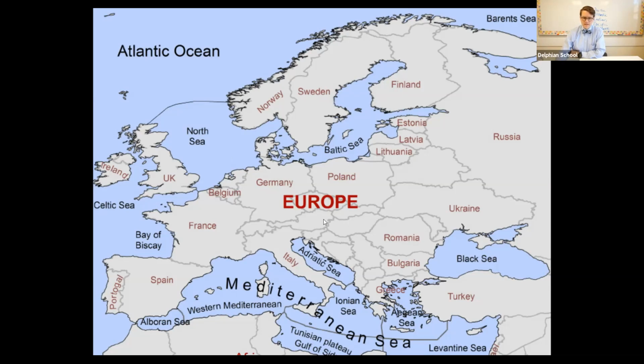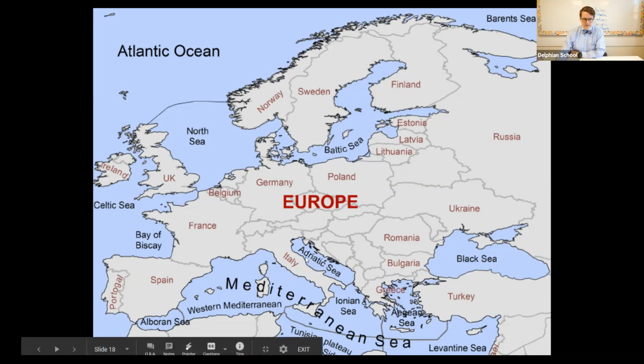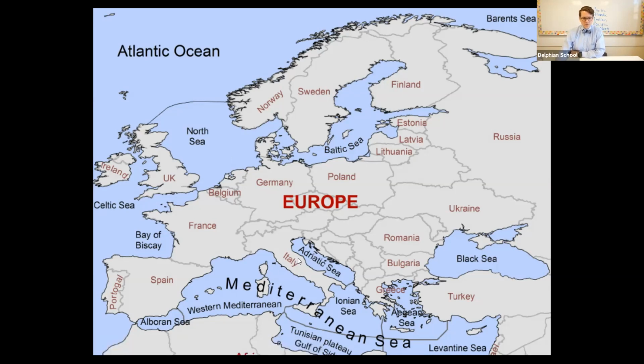And down here in the south of Europe, in between Italy and some of these countries over here, you have the Adriatic Sea. If you don't know what these words mean, don't worry about it. We're learning them right now together as a team. Adriatic is talking about this sea right here to the east of Italy.